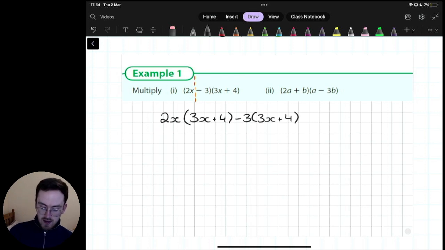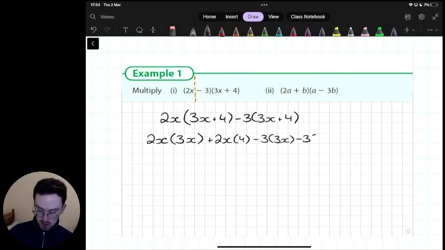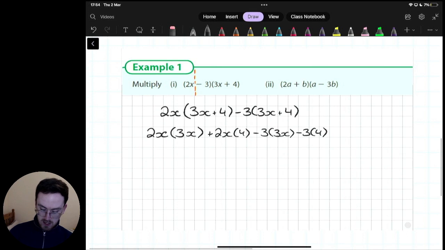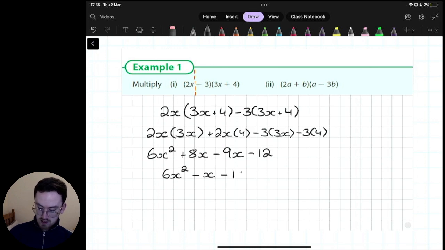Okay, then we're doing the sum exactly the same as we've always done. 2x by 3x plus 2x by 4, minus 3 by 3x, minus 3 by 4. Make sure you're clear with where everything's coming from here. So 6x squared plus 8x minus 9x minus 12. And simplifying that down, 6x squared minus x minus 12. Okay.